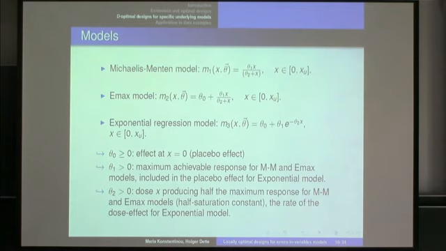Also, the parameter theta 1 is involved in the placebo effects in the case of the 3-parameter exponential regression model, and it is the maximum achievable response for the Michaelis-Menten and Emax model. And then the parameter theta 2 is the dose producing half of the maximum response for the first two models, and it describes the dose effect for the exponential regression model.